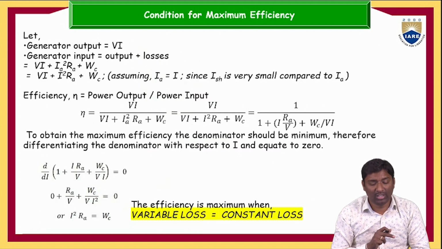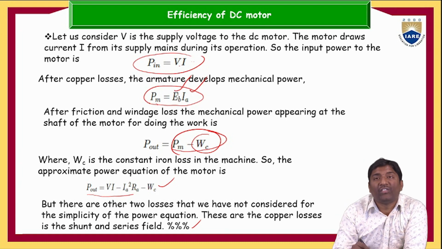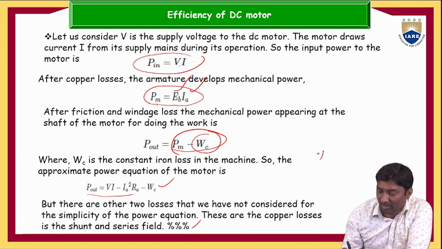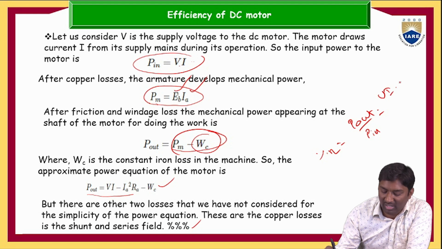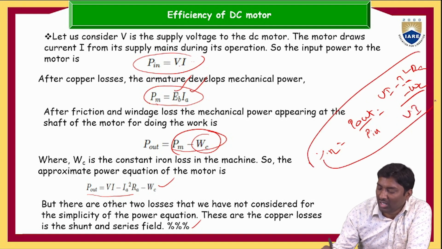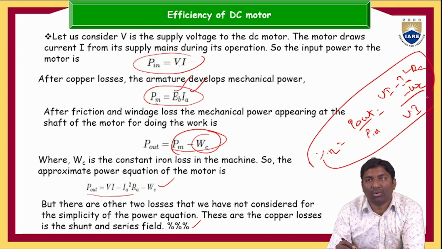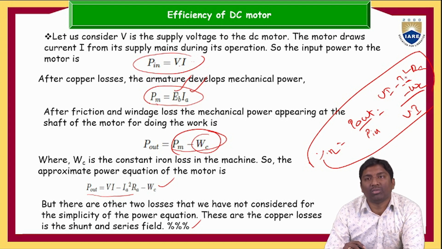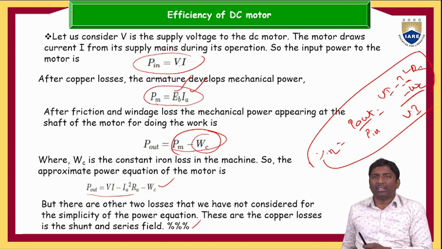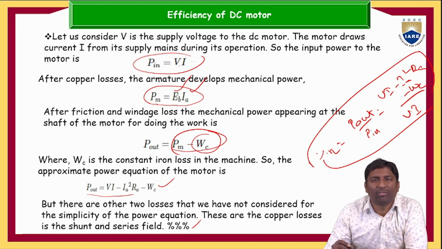Now the efficiency of the DC motor is the output power by the input power. The output power is VI minus Ia square into Ra minus Wc, divided by the input power, which is VI. So this is the efficiency of the DC motor. For this efficiency, we are finding the condition for the maximum efficiency of the DC motor also.